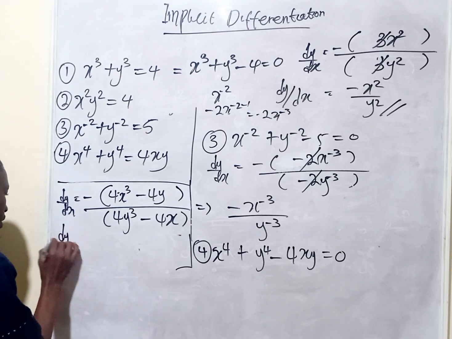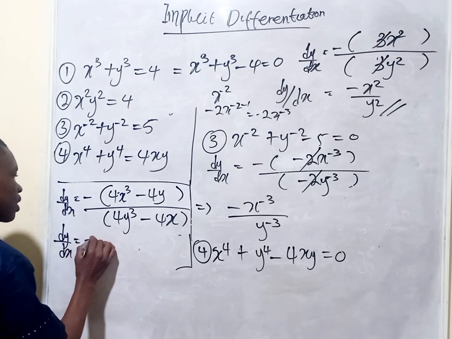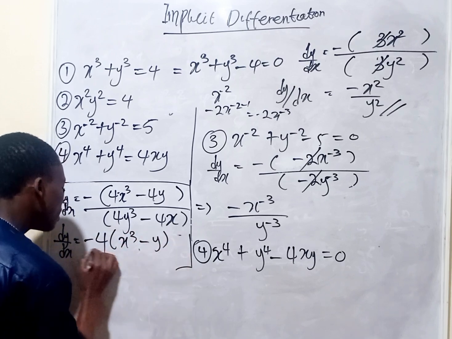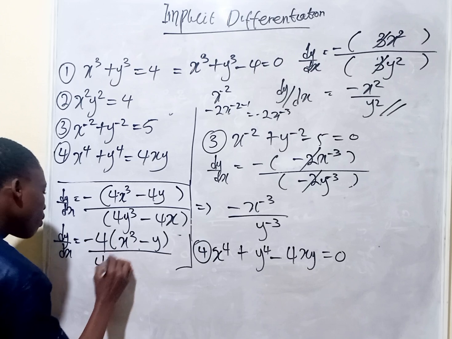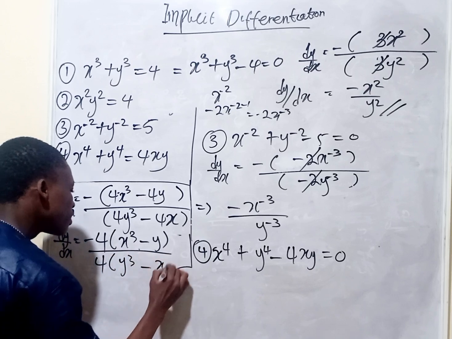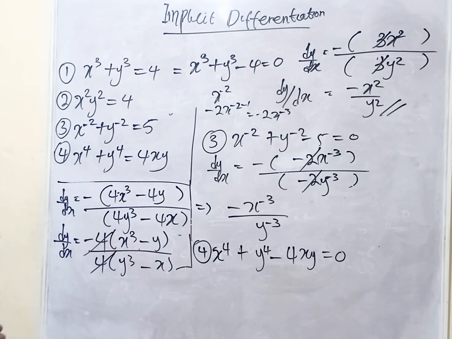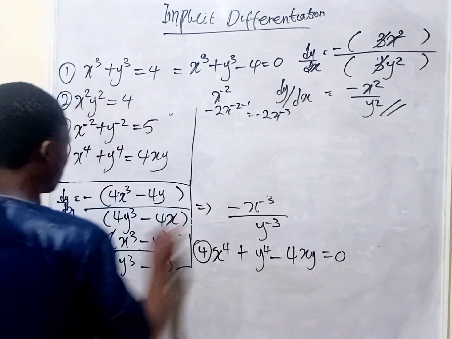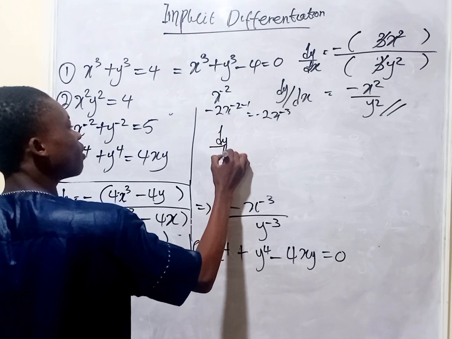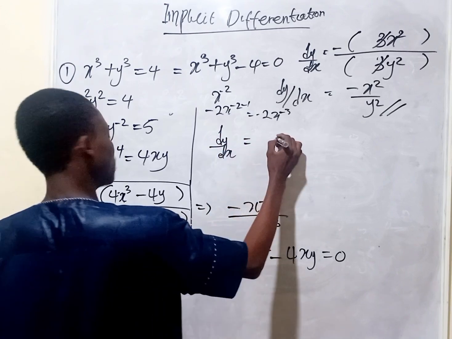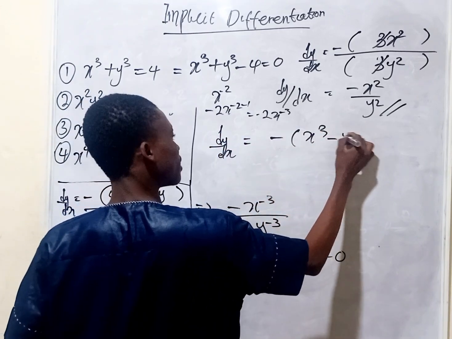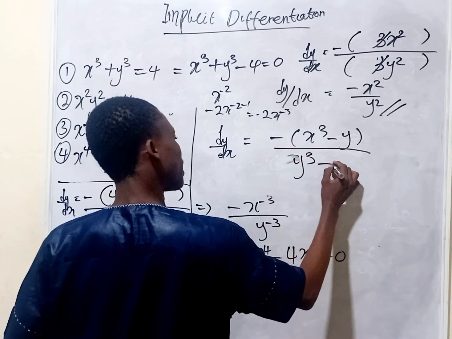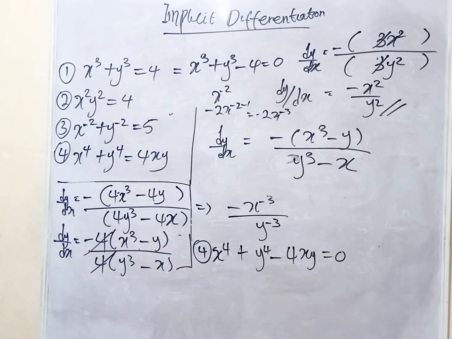So this is dy over dx equals, let's factorize that 4. This is x cubed minus y, all divided by, factorize that 4 here, y cubed minus x. And 4 here can cancel out 4. All right. And so therefore, dy over dx equals negative x cubed minus y, all divided by y cubed minus x. And this is the right answer.